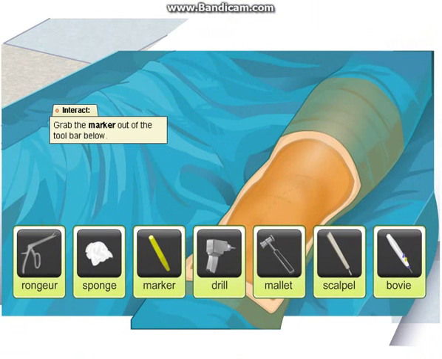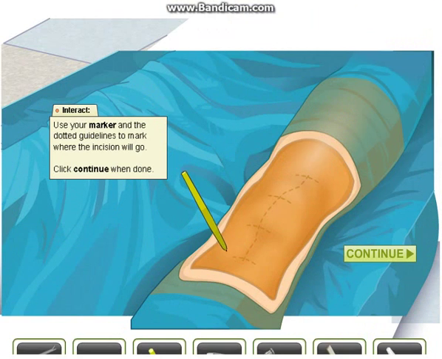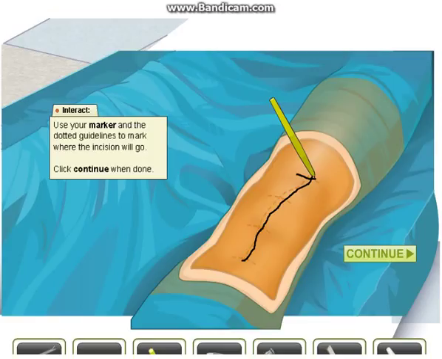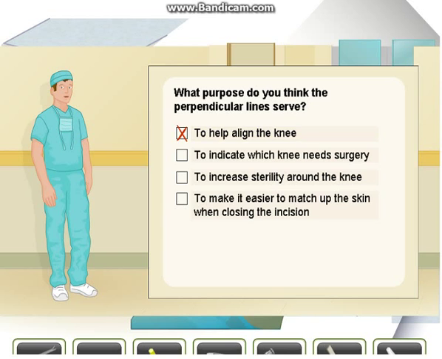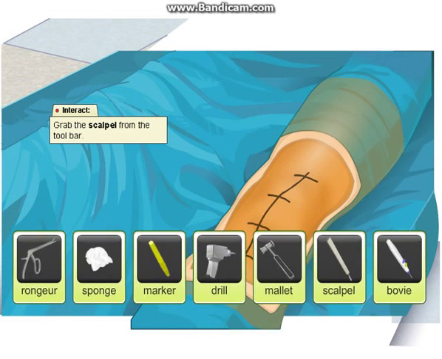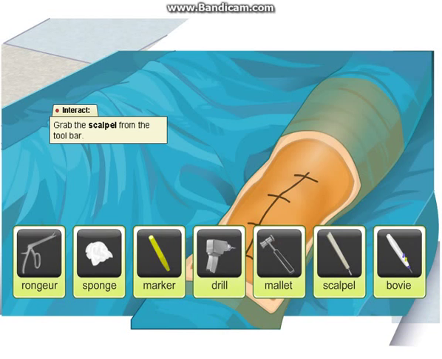Use the sterile marker to draw the location for our incision. And don't forget to mark the perpendicular lines too. Typically, the incision line is 6 to 7 inches long. What purpose do you think the perpendicular lines serve? Nope. No. Outstanding. Now for the incision. Take the scalpel and cut the skin following your markings.